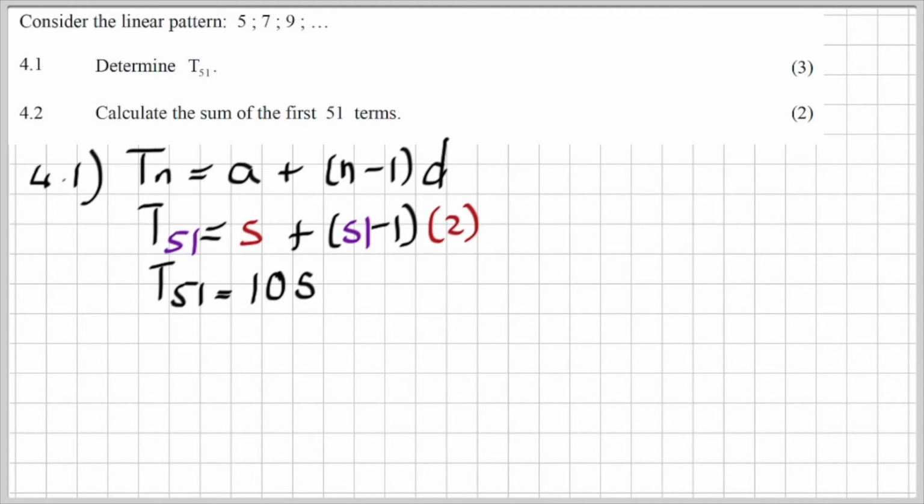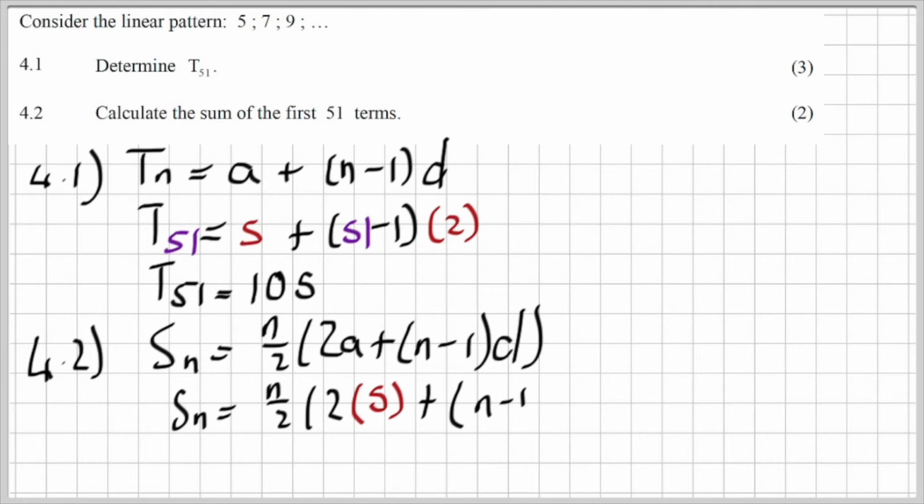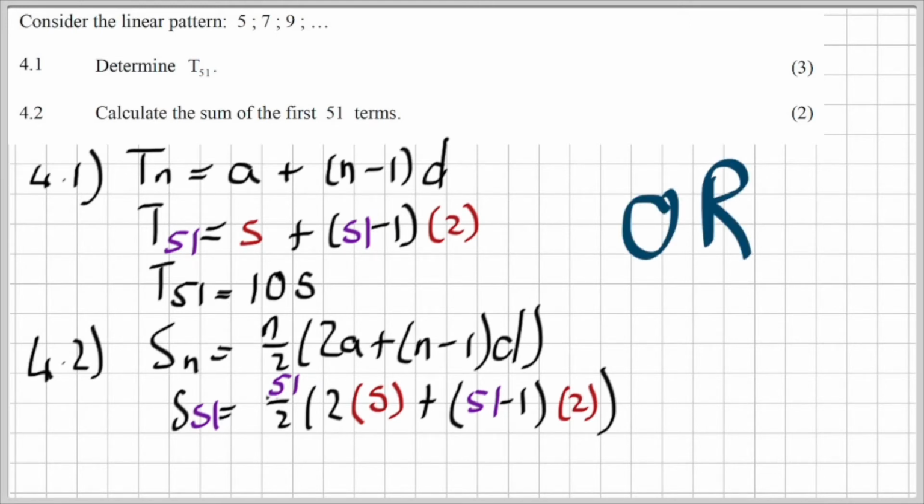In 4.2, now they're asking you the sum of the first 51 terms. So I'm going to the S_n formula. I'm going to substitute my a value in, and my d value in. And which one am I actually looking for? I'm looking for the sum of the first 51 terms, so I'm replacing every n with 51. If I put it in my calculator, I get a value.